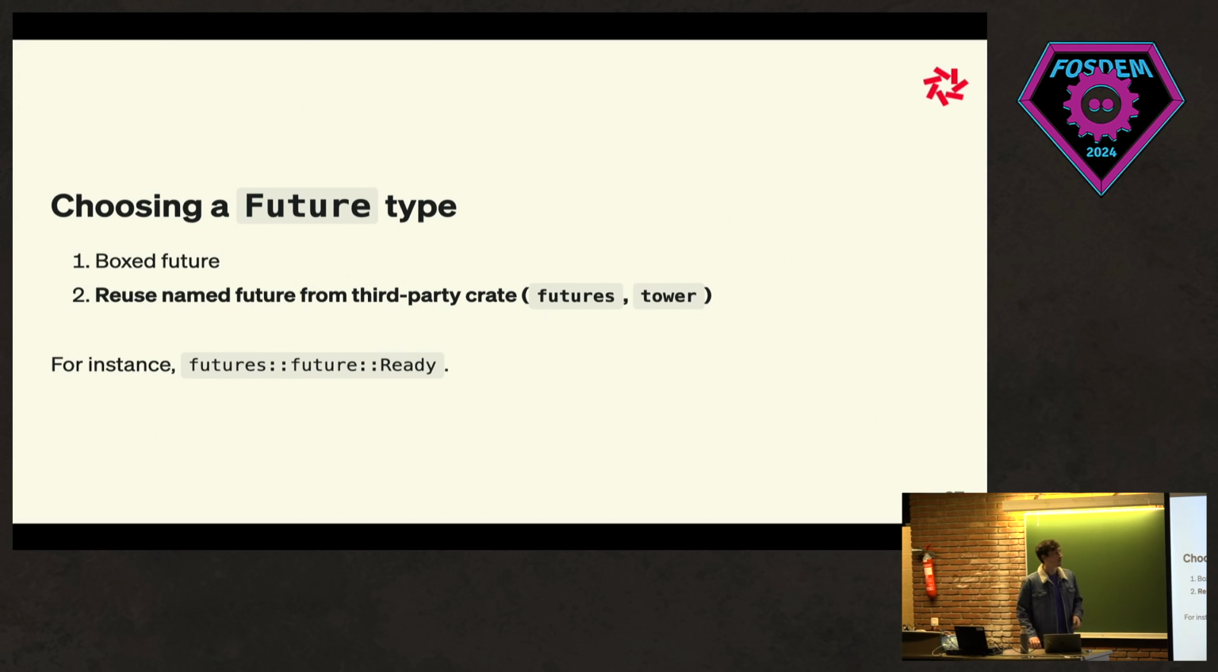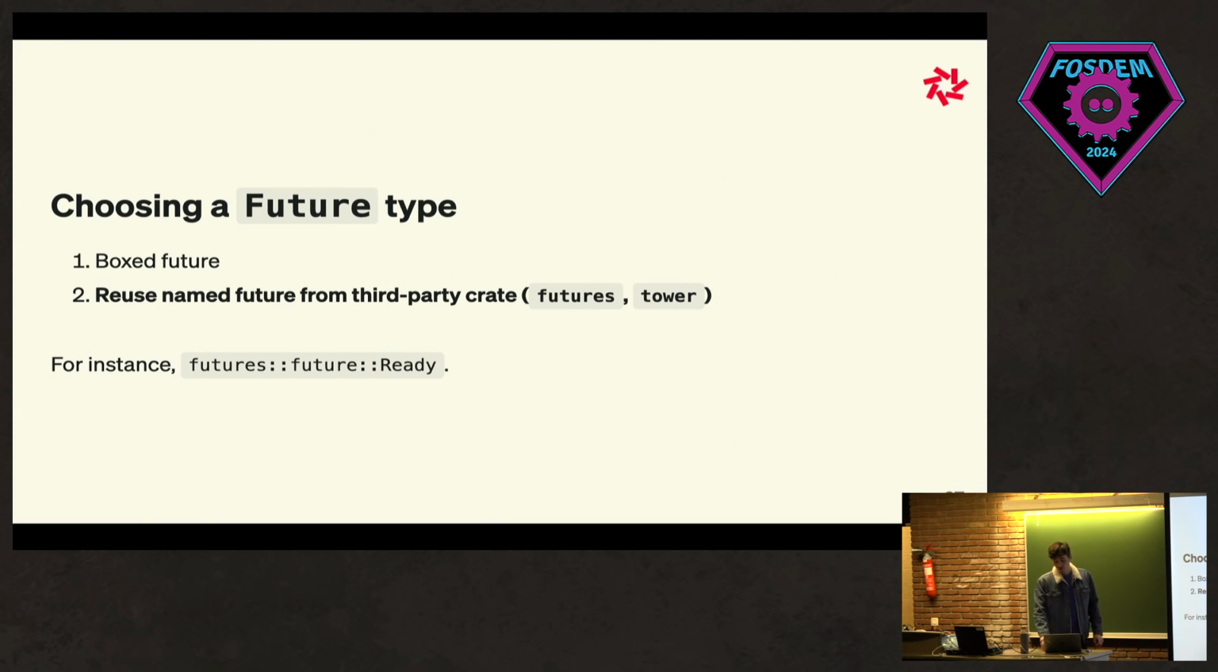When it comes to choosing a future, sometimes you have the choice to choose one from a third-party crate. Futures has some ready-to-go futures that you can use. Tower has a few as well. So sometimes those futures are going to fit your use case. You don't have to go for the box. You don't have to go for implementing your own. You can just reuse one.